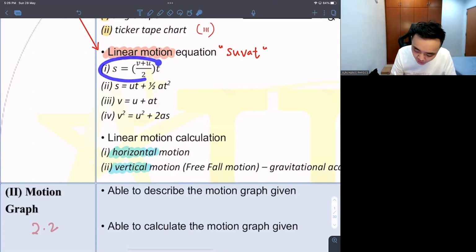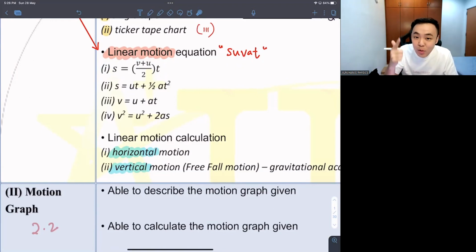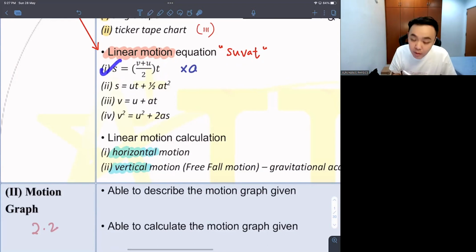Now, look at the first one. How many did we use? Or I should ask, which one is not inside? Among these 5 letters, S-U-V-A-T, you can read out and see. Inside don't have A, right or not? Exactly. So the first one doesn't have A. What does it mean? If the question never tells you A, listen, they ask you to calculate S, but they did not tell you any A. Use this formula. Simple. Because you don't have it, then how can you calculate?